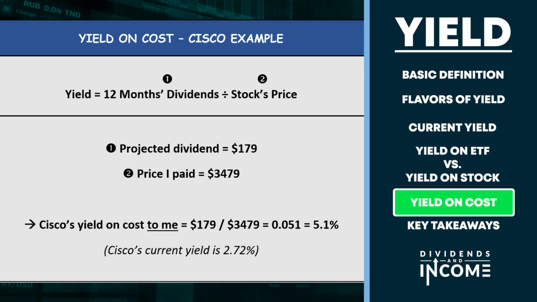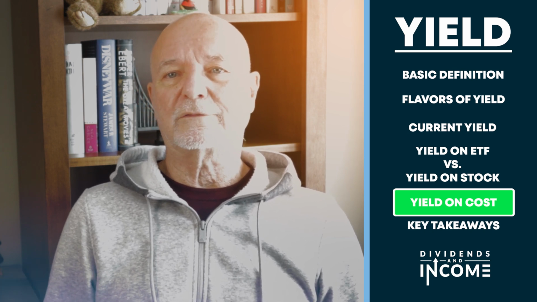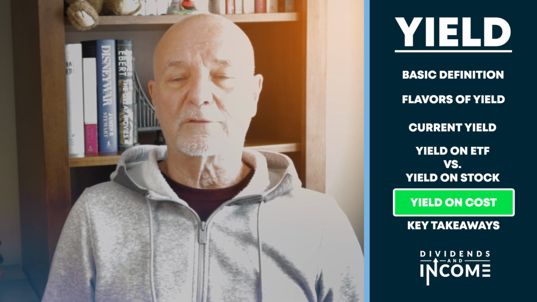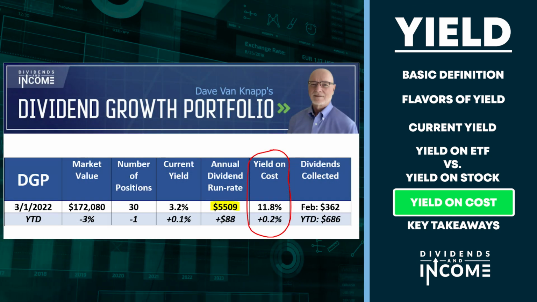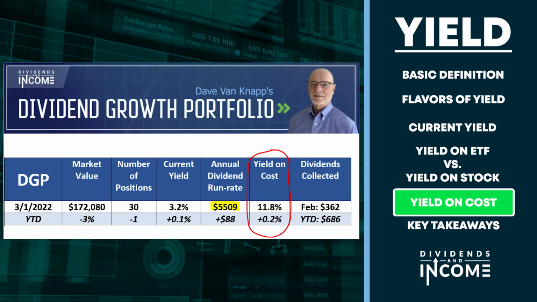Remember that yield on cost is personal to you because it pertains to the price you paid, not anybody else. So obviously, yield on cost is dependent on when you bought the stock, which could be a long time ago. Now, here is something cool about yield on cost. If you start a portfolio with a lump sum of money, say you get an inheritance or a payout from a 401k, you're rolling a 401k over into an IRA, and if you never add new money to it, it's easy to calculate the yield on cost of your whole portfolio. I do just that with my public dividend growth portfolio every month.